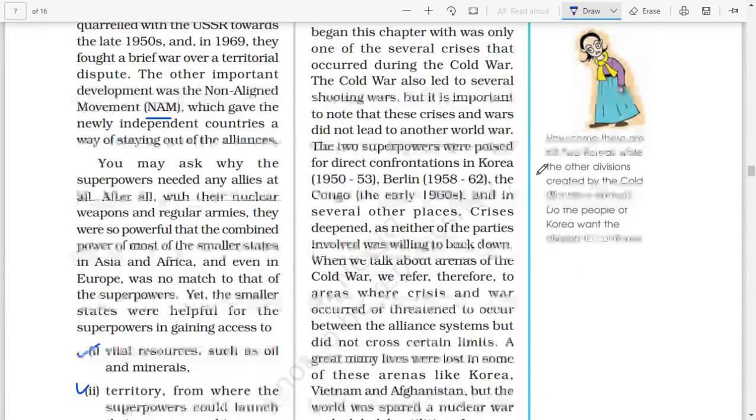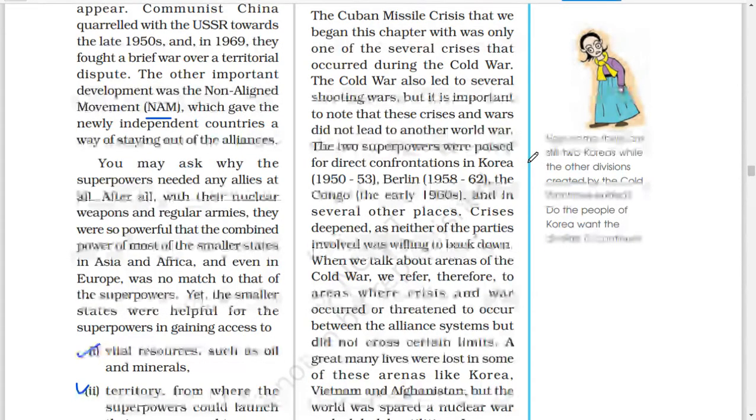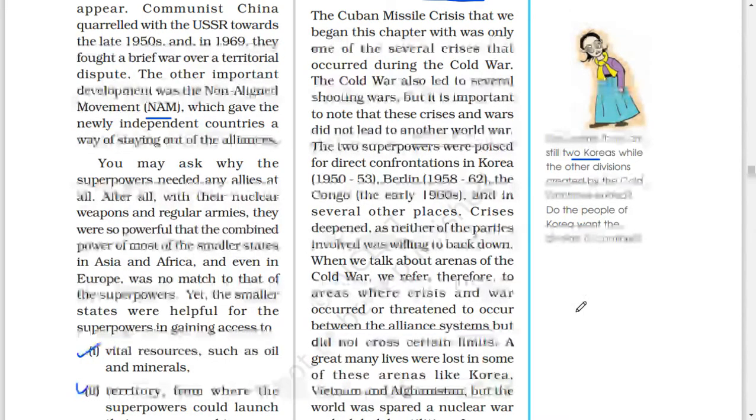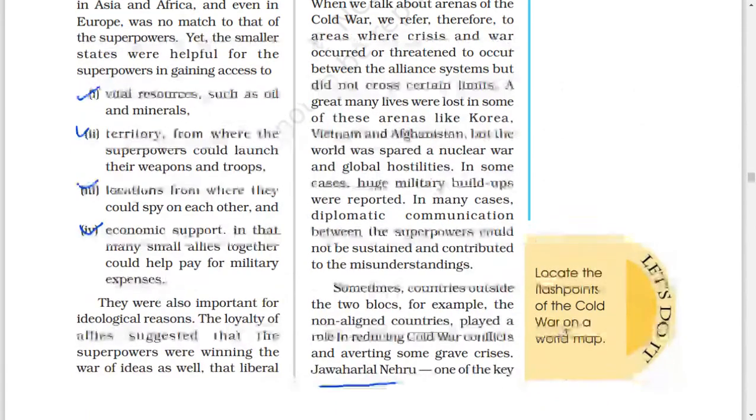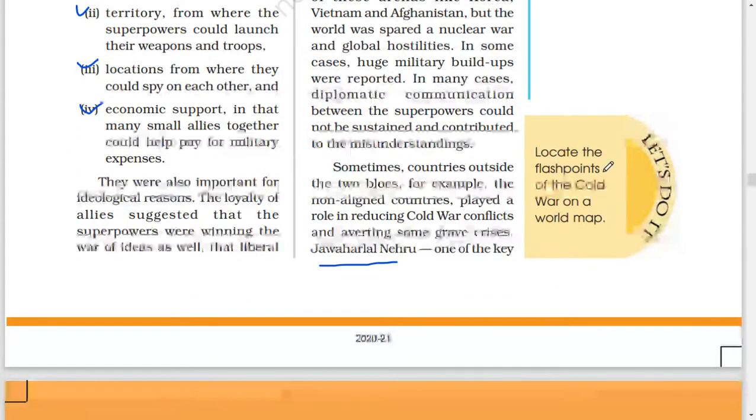How come there are still two Koreas while the other divisions created by the Cold War have ended? Do the people of Korea want the division to continue? Comment on this. Locate the flashpoints of the Cold War on a world map.